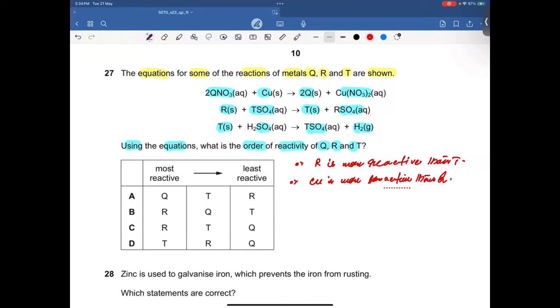Most reactive. T is least reactive, I believe. Q. T is more reactive than hydrogen. If T is more reactive than hydrogen, then obviously it is more reactive than copper. No. Most reactive.